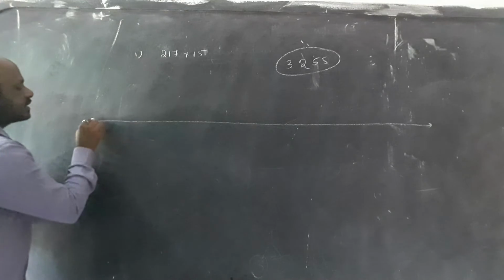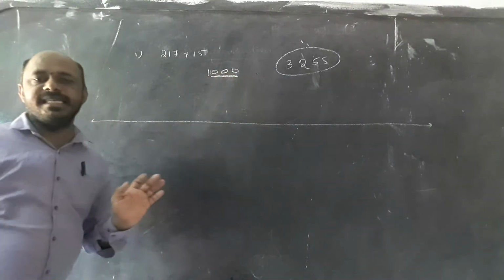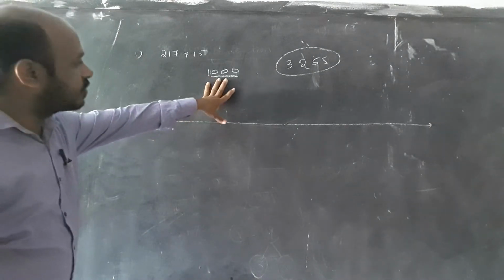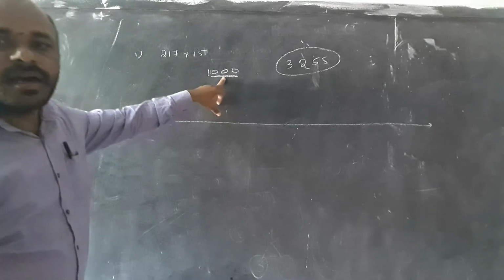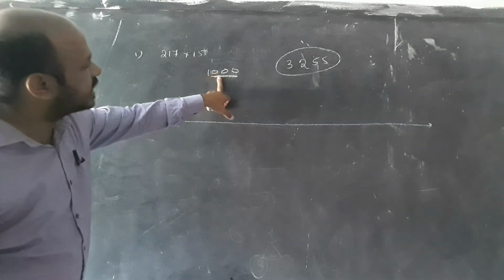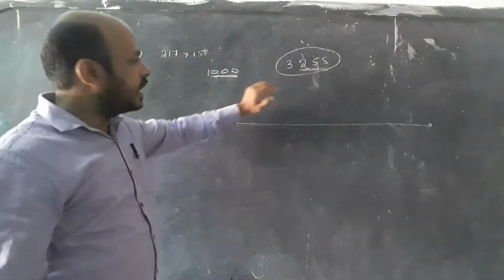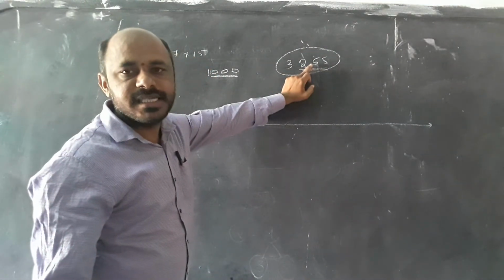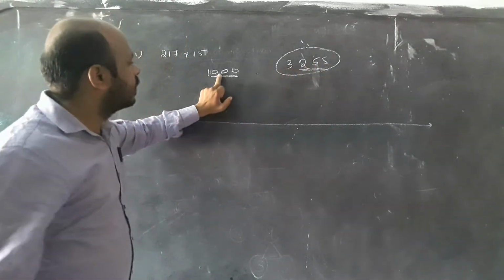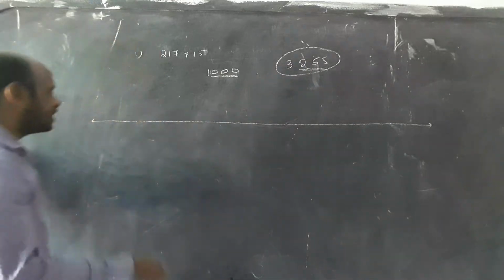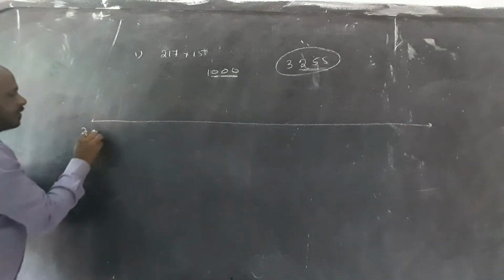See here, 1000 is a 4-digit number, and in it 3 digits are zeros. Whatever product we got here is a 4-digit number. Instead of the last 3 digits, we will keep these 3 zeros. That means instead of 255, we will write zeros.